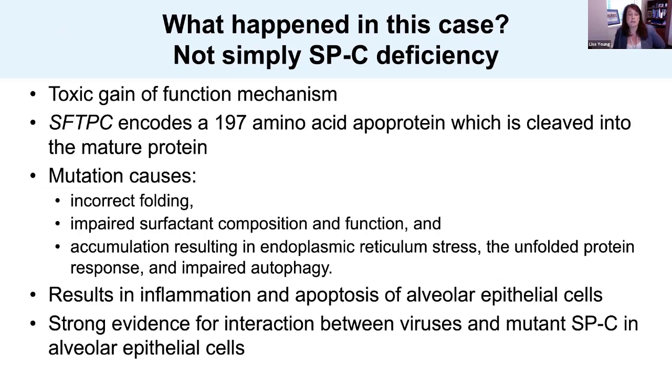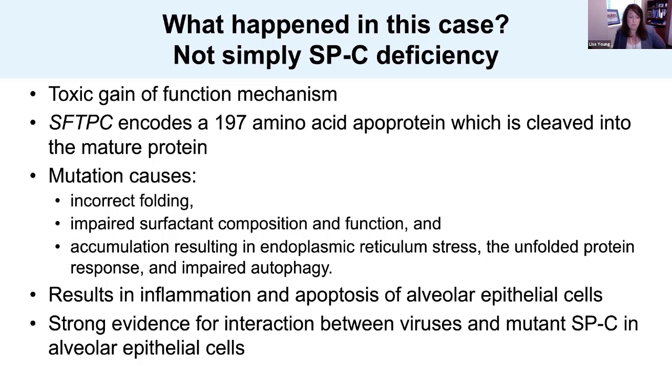So what happened in this case? Surfactant protein C disease is not simply surfactant protein C deficiency. There's a toxic gain of function mechanism. You're basically making abnormal surfactant that is deleterious to the type 2 alveolar epithelial cells. The mutation causes abnormal folding, impairment of the surfactant composition and function, and it results in what's called endoplasmic reticulum, or ER stress, unfolded protein response, impaired autophagy, basically things that make your type 2 alveolar epithelial cells very unhappy, releasing inflammatory cytokines and other signals.